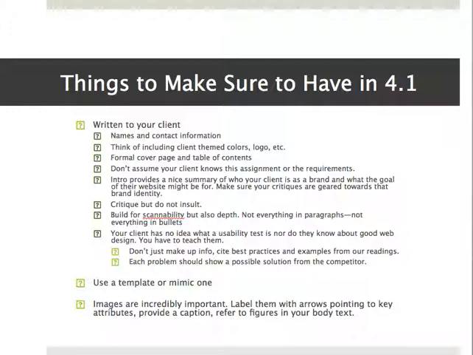Remember that your client has no idea what a usability test is, nor do they know about good web design. So you have to teach them about this within these assignments. And don't just make up the info. Cite best practices and examples using our readings in the lectures. And then each problem should also show a possible solution from the competitor. So as you're talking about a problem, you can point to that competitor analysis for the solution. Be sure that you're using a template or mimicking one as you're doing the memo.